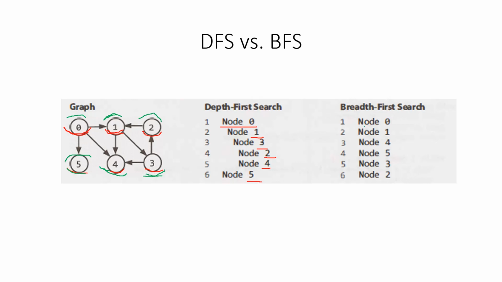So in the end, our plan of visiting the nodes would be: first we would visit 0, then we would visit 1, then we would visit 4, then we visit 5, then we would visit 3, then we would visit 2. So this is the comparison of the elements.